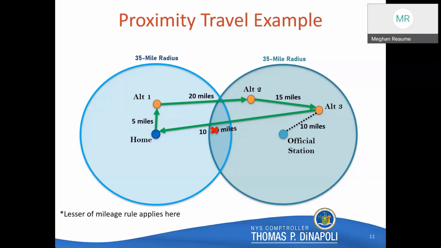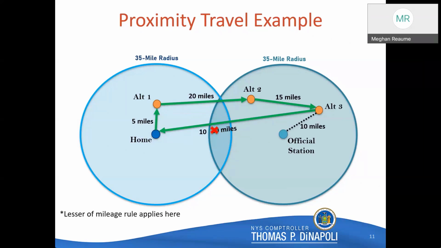So the total miles the traveler can claim is the 5 miles from the first leg, the 20 miles from the second leg, 15 miles from the third leg, and 10 miles from the last leg of the trip, totaling 50 miles times the mileage reimbursement rate. As a reminder, the most cost-effective method must be used.